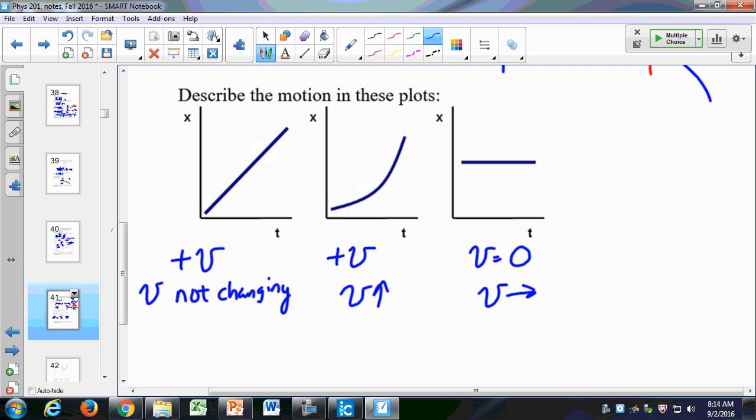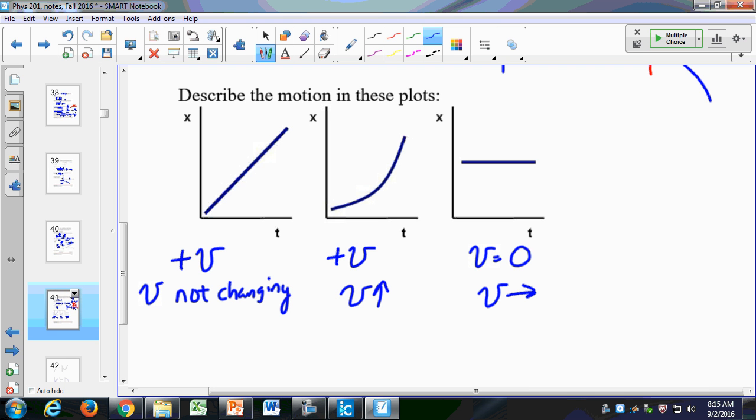All right, let's ask about acceleration, because on the test I'll give you a position versus time graph, and I'll say, what is the acceleration of this particle that's moving? Is it positive, negative, or 0? This one has positive velocity, and the velocity is not changing. Is the acceleration positive, negative, or 0? 0. Because the velocity is not changing; if I have any acceleration, the velocity will be changing.